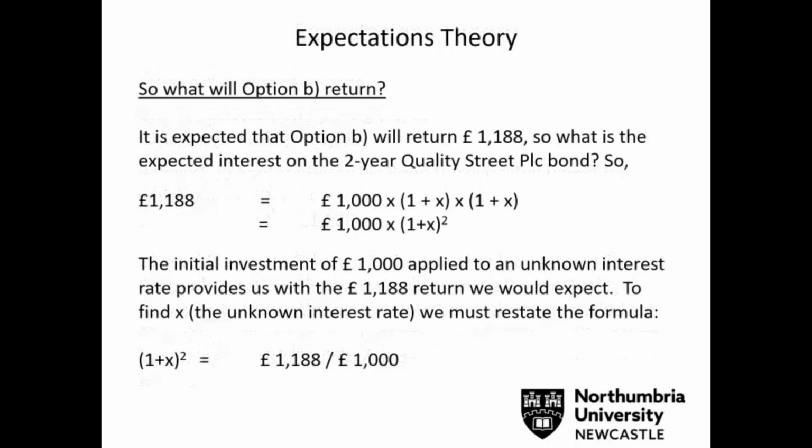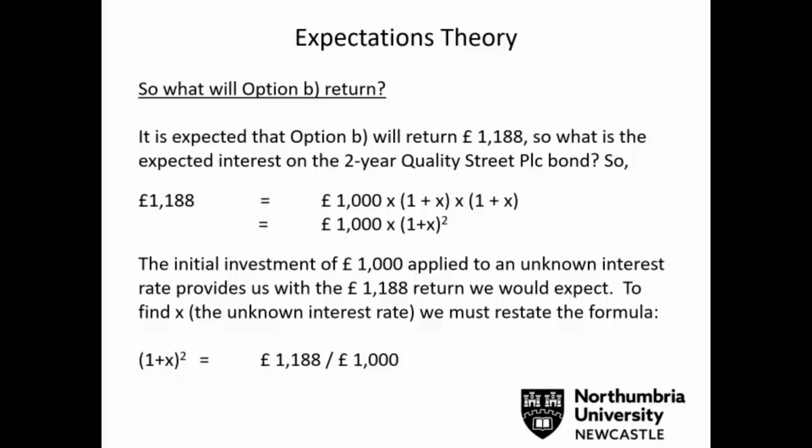So for option B, if expectation holds true, all else being equal, then the 2-year bond that you invest in with Quality Street PLC should pay the same. So let's do the maths backwards. At the end of the 2 years, you know you're going to get the 1,188 with the 1-year bond rolled over. So if we put that mathematically, then we have this formula here, which is just trying to work out what our 2-year bond would be priced at to give us exactly the same money that we received if we did the 2 bonds in a row.